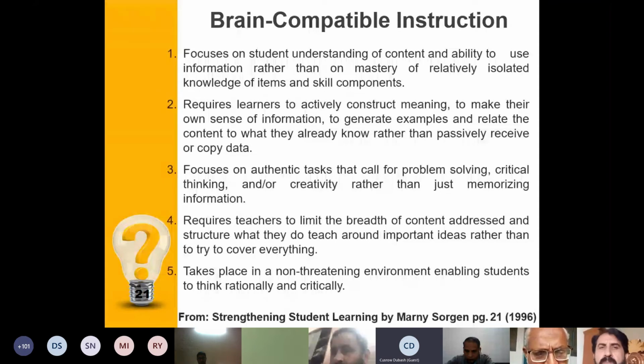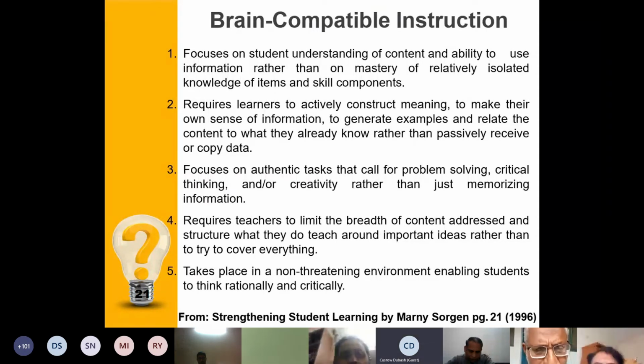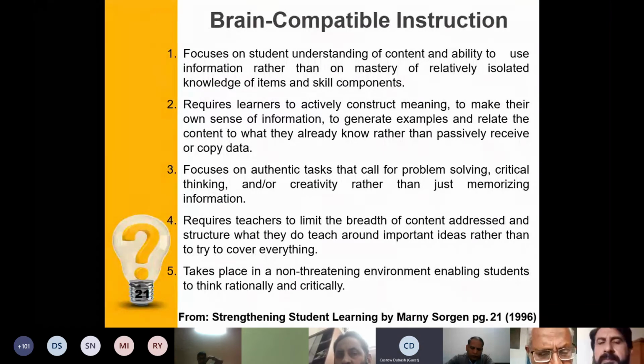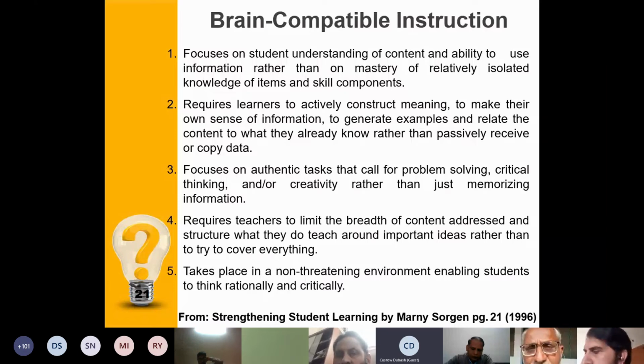Brain compatible instruction is what we want today. Focuses on student understanding content and confirming that उसने understand किया है. Has the student understood the content? Has he gained the ability to do something new? Requires learners to actively construct meaning. यानी मैंने सब कुछ नहीं बताना.